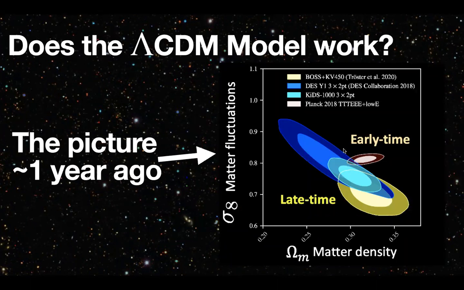So I'll get into some more of the details on what these contours exactly mean, but the general idea is that we're looking at a plot of matter fluctuations. This is the amplitude of your matter power spectrum, so how clumpy your matter distribution is, versus the total matter density, omega matter. And the large-scale structure probes, which are these three contours below, which are the late-time probes, are generally finding slightly lower sigma-8 values, slightly less clustering than you would expect compared to the CMB at early times.